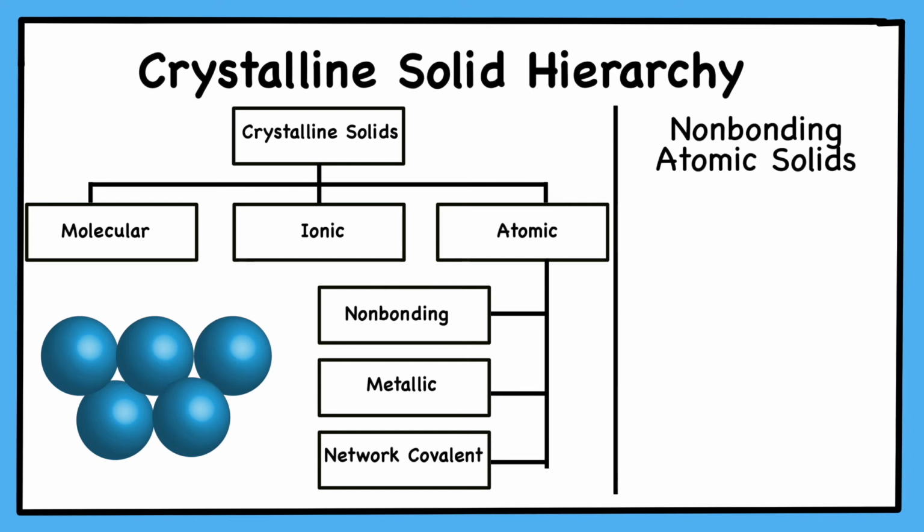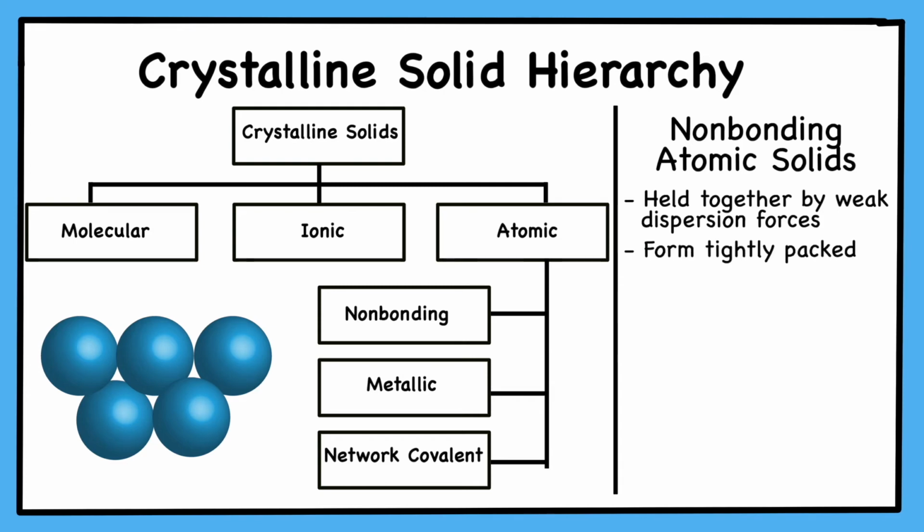Non-bonding atomic solids are the atomic solids that are held together by relatively weak dispersion forces. In order to maximize these interactions, non-bonding atomic solids form closely packed structures so that they can maximize their coordinate number and minimize the distance between atoms. The only non-bonding atomic solids are noble gases in their solid state. So an example of this would be argon, which has a melting point of negative 186 degrees Celsius.